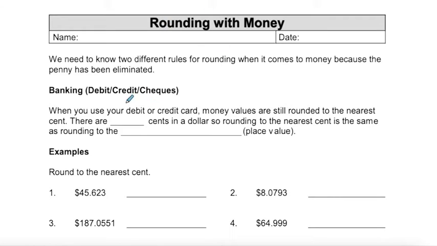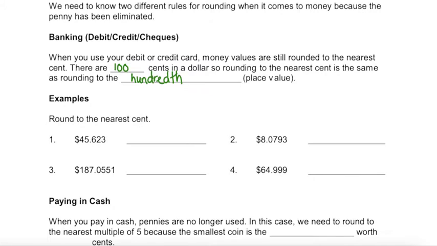So remember that there are 100 cents in a dollar. So rounding to the nearest cent is the same as rounding to the 100th place value. So that's 2 decimal places. If I was to round to the nearest cent for these examples here, I would need to take a look at what number is in my 100th place value, so the second one, and I look to the right.